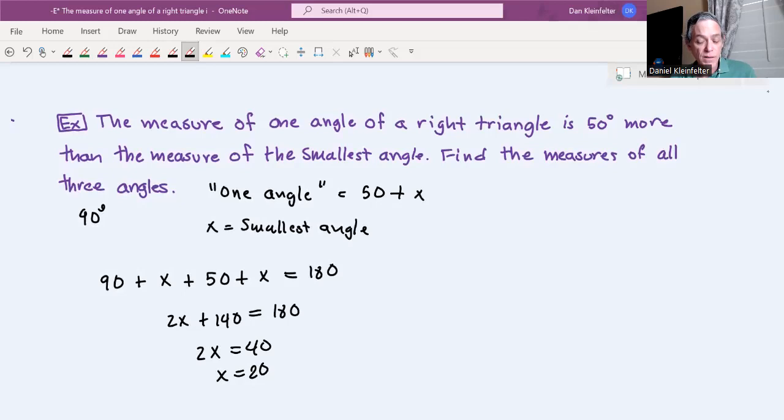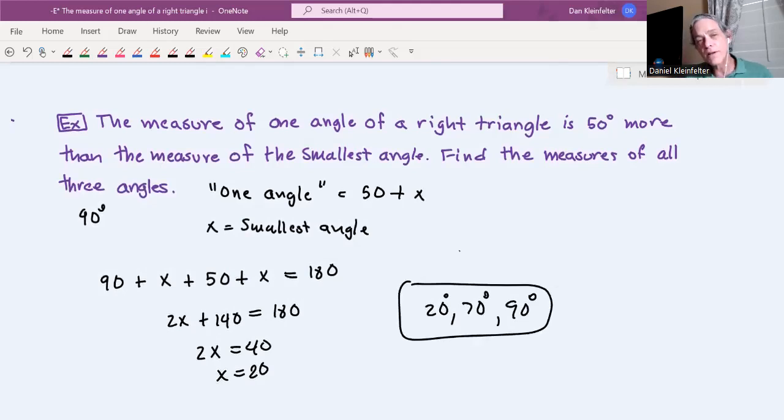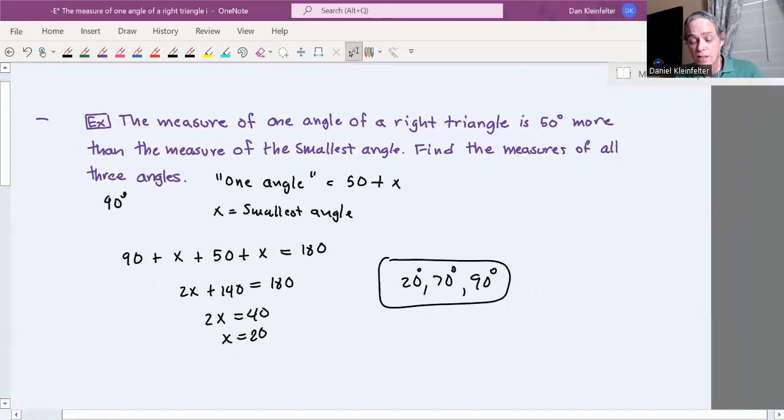The next one, the middle-sized angle, has to be 50 more than that. So it's 20, 70, 20 degrees, 70 degrees, and 90 degrees. Okay, and a quick mental check will tell you that all three of those add up to 180 degrees. And of course, the 70 degree one is 50 more than the 20.